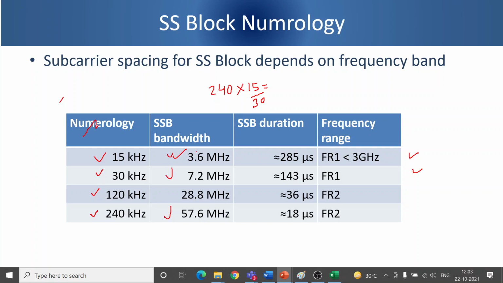And duration will depend again on the numerology, because you have four symbols. In case you have 15 kilohertz subcarrier spacing, one slot is 1 millisecond, and one slot has 14 symbols. So for four symbols, you can calculate the duration. So your SSB duration also depends upon the numerology. This is the concept, the table taken from the specification itself.